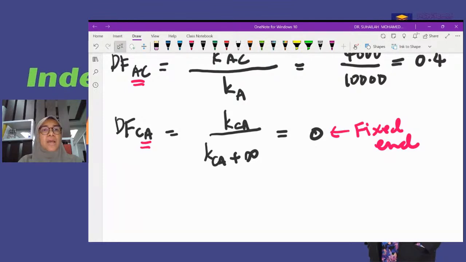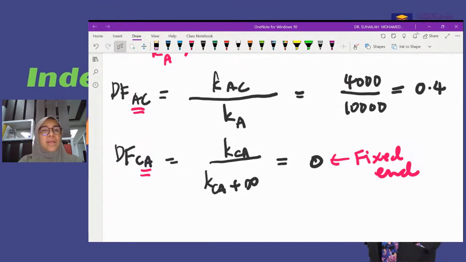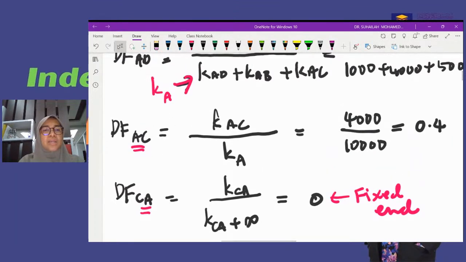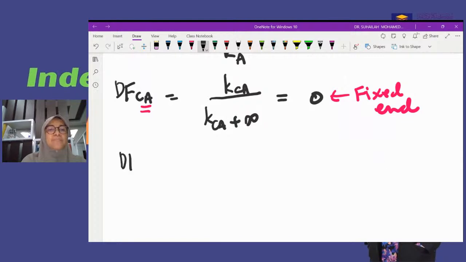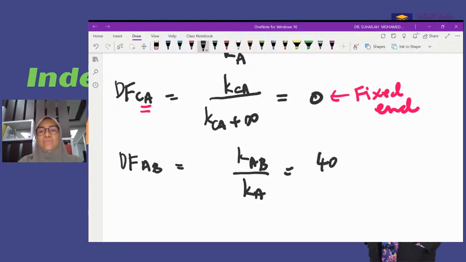Then we move to DFAC. AC is 5,000, so this is 0.5. Move to DFAB. DFAB is KAB divided by KA, and KAB is 4,000 divided by 10,000. This is equal to 0.4.